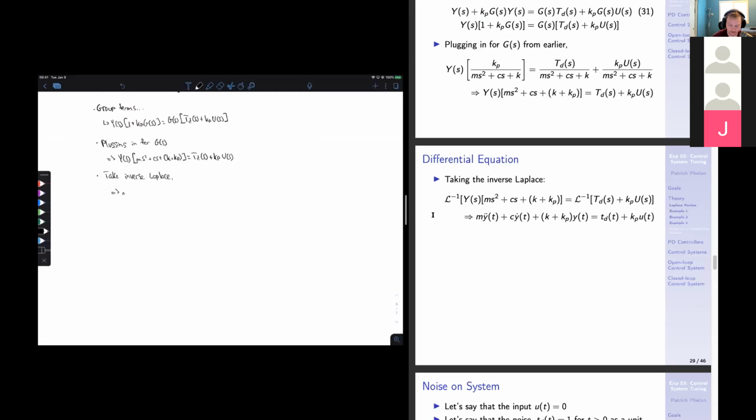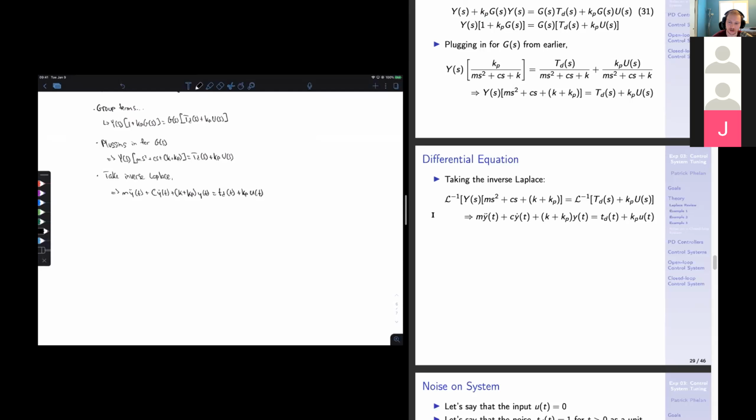And then we're going to get m y double dot of t plus c times y dot of t plus k plus kp multiplied by y of t equals td of t plus kp u sub t.